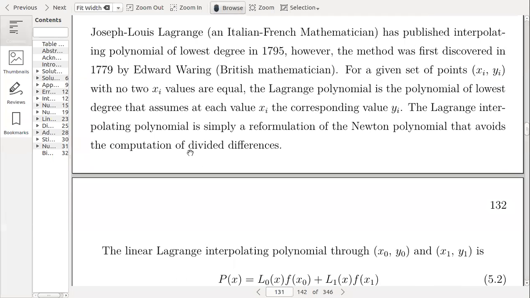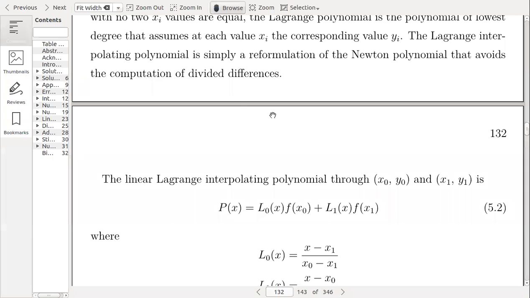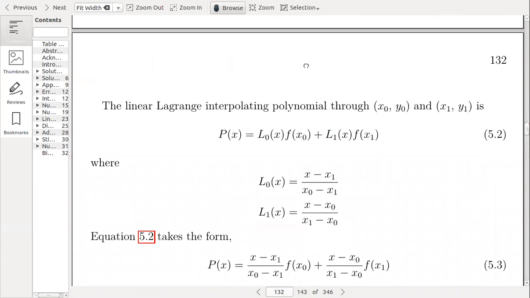The Lagrange interpolating polynomial is simply a reformulation of the Newton polynomial that avoids the computation of divided differences. So the difference between Newton's polynomial and the Lagrange polynomial is that the Lagrange polynomial doesn't use divided differences, while the Newton polynomial does. Computing the divided differences is extra work. So to save this extra work, you can use the Lagrange interpolating polynomial.